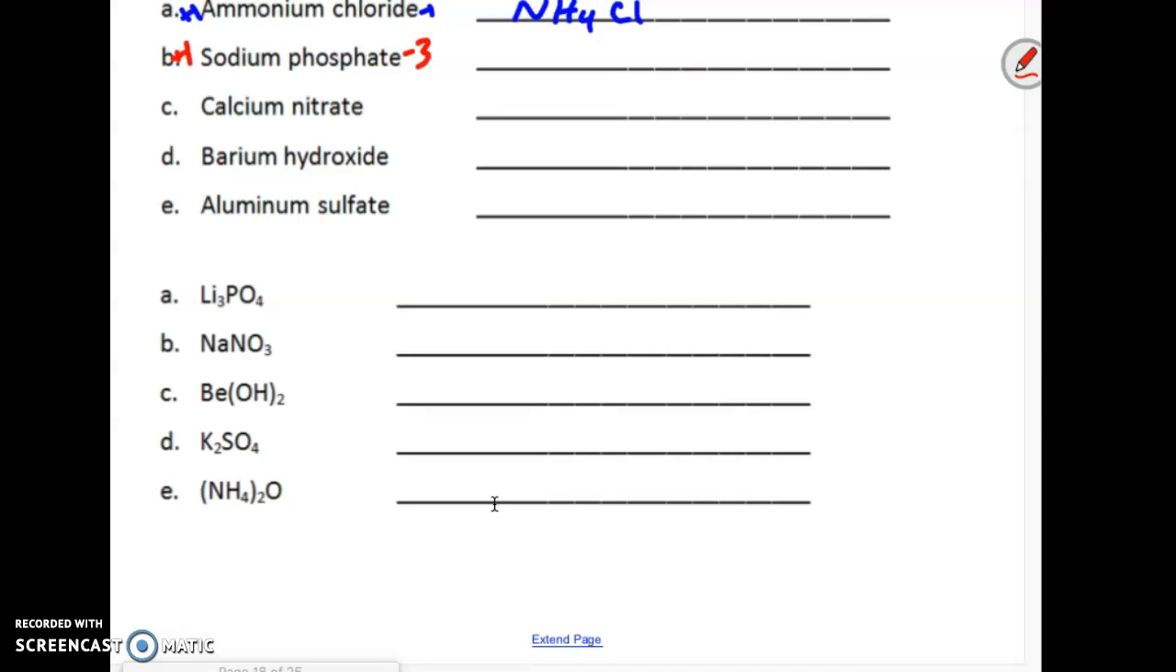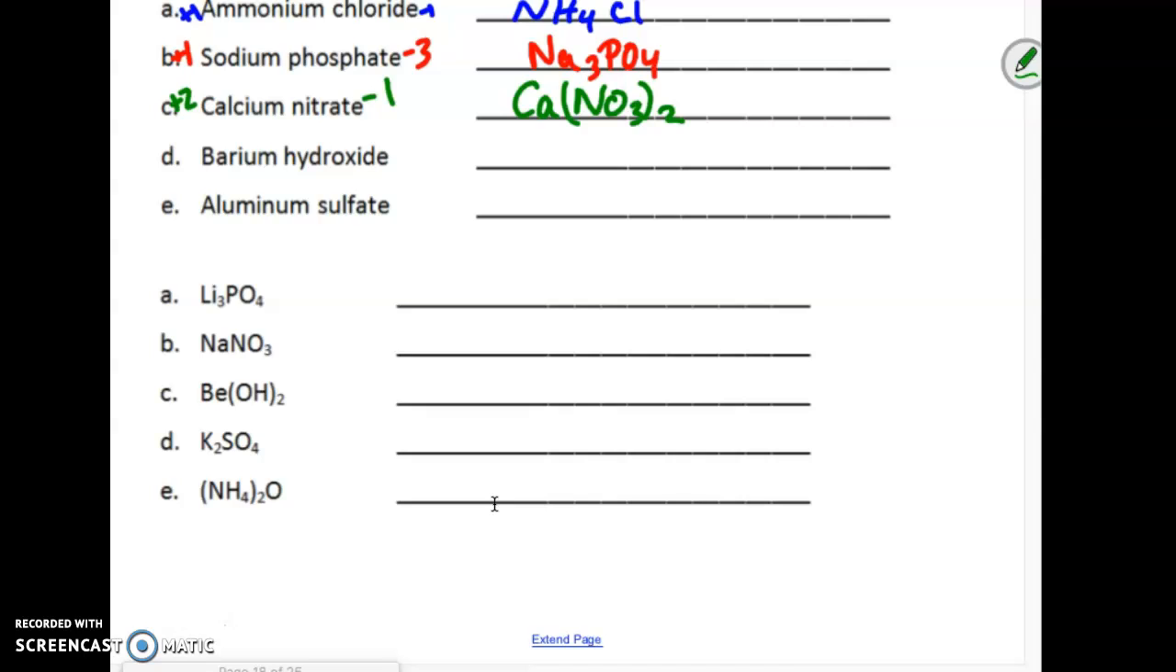Sodium is a +1. Phosphate is a -3. Sodium is Na. Phosphate is PO4. The lowest common multiple is 3. I need 3 sodiums there and only 1 phosphate. Calcium is a +2. Nitrate is, let me check, I don't remember, a -1. Calcium is Ca. Nitrate is NO3. Lowest common multiple is 2. I need 2 nitrates here. Okay.